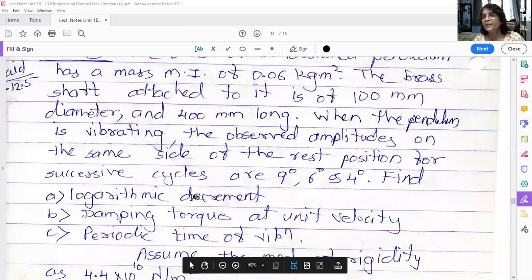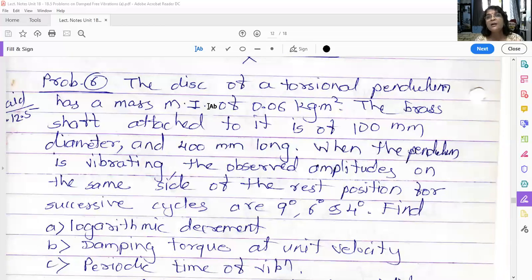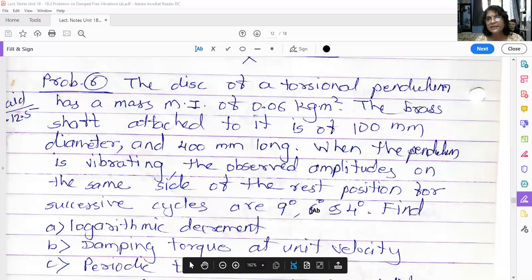Now, next problem. I think we can complete one more problem. This is again based on torsional vibration. A disc of a torsional pendulum has a mass moment of inertia 0.06 kg meter square. So I is directly given. The brass shaft attached to it is of 100 mm diameter, that is D is equal to 100 mm, and 400 mm long, that is L is equal to 400 mm, the shaft length. When the pendulum is vibrating, the observed amplitudes on the same side of the rest position for successive cycles are 9 degree, 6 degree, 4 degree.